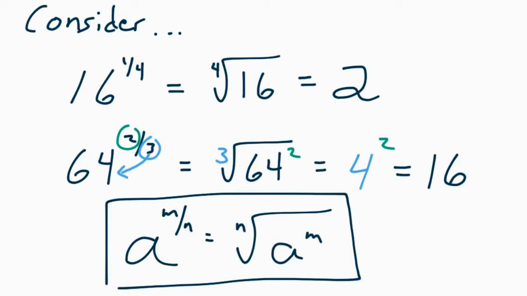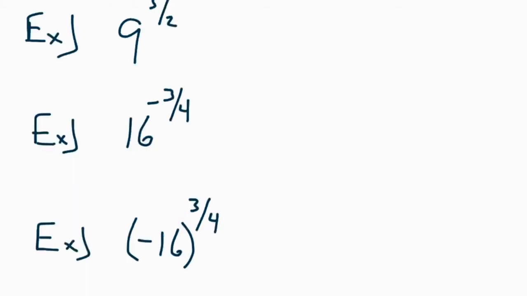So remember, the general property here is that a to the m over n is the same as the nth root of a to the m. On the next slide, I'm going to have 3 problems for you to try on your own, and why don't you do them without a calculator? Okay, coming up next, we're going to solve all 3 of these, so make sure you push pause if you haven't found each of these 3 answers.